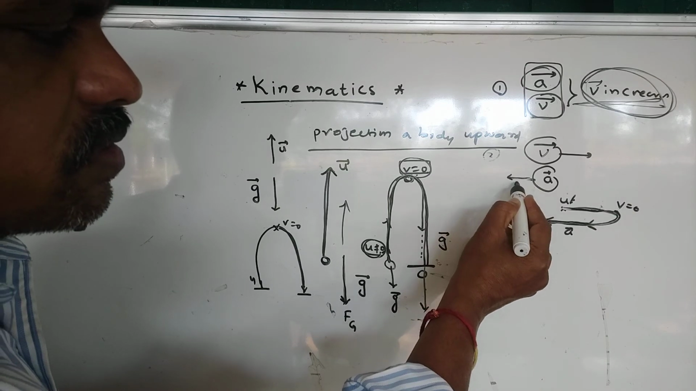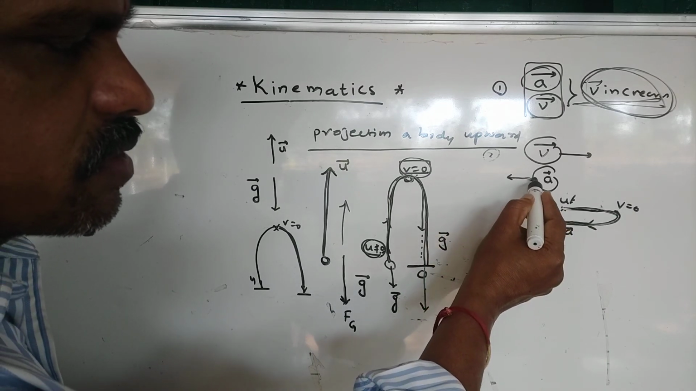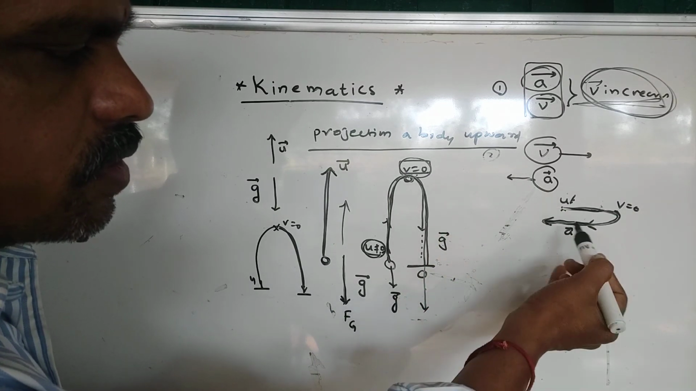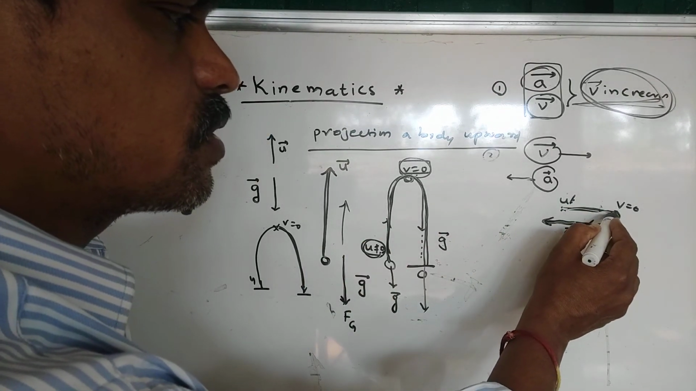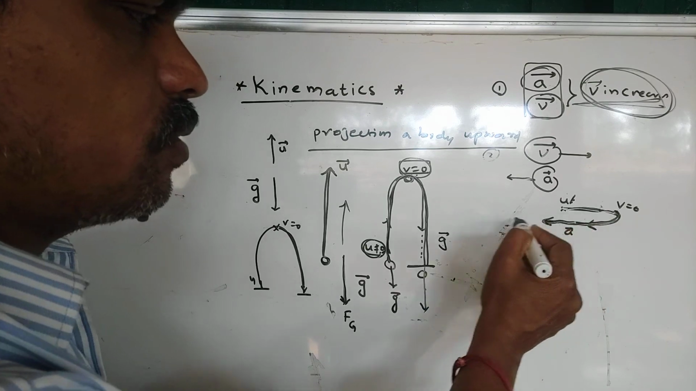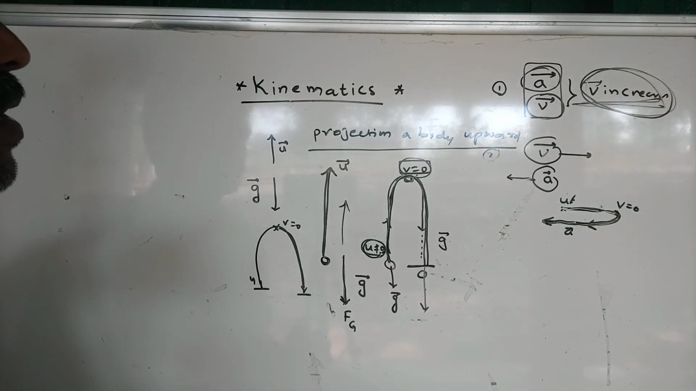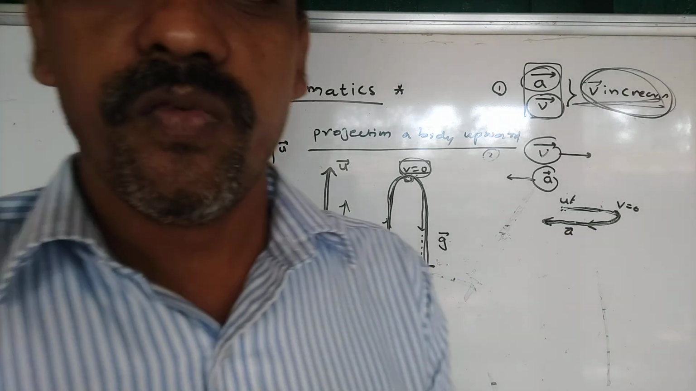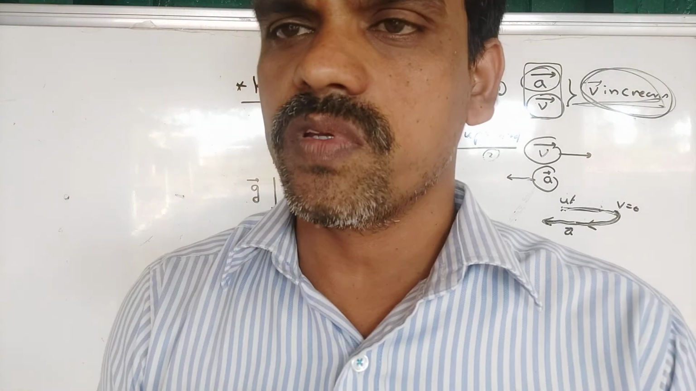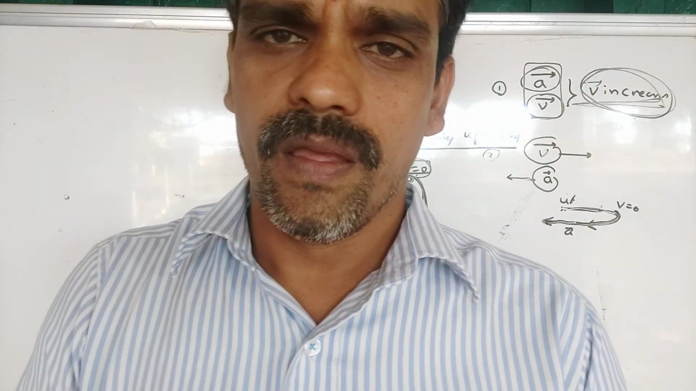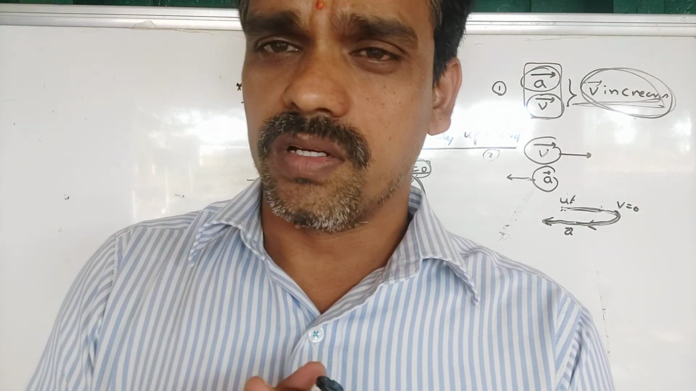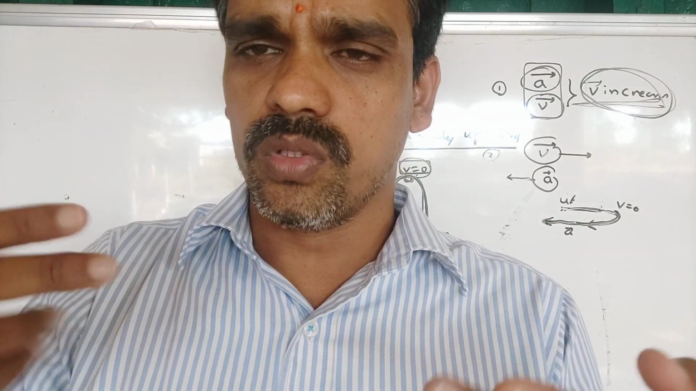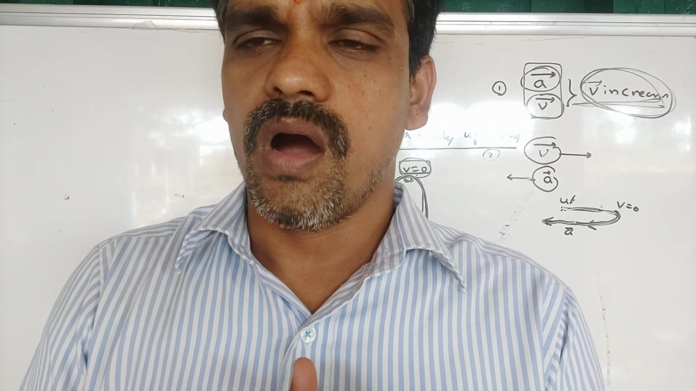For example, if it is in the acceleration direction, the body accelerates in this direction only. Initially it goes in this direction, goes to rest, then comes back like this. So these are the cases in kinematics. If you go for IIT or JEE, whatever physics exams, this is an important case. In which velocity direction is there, in west, acceleration direction is there. Both in the same direction, what happens? Both in opposite directions, what happens? I discussed like this.